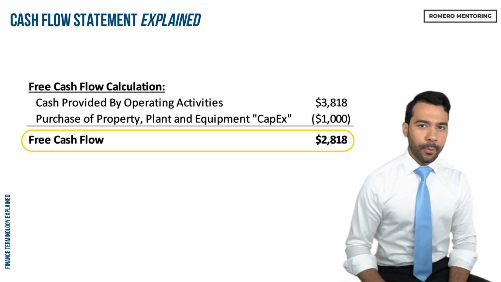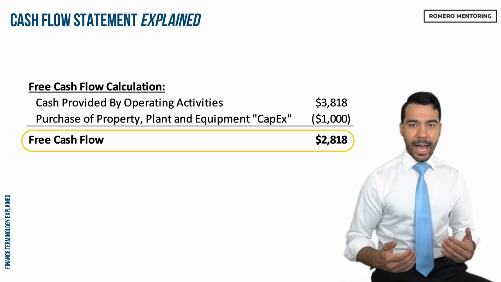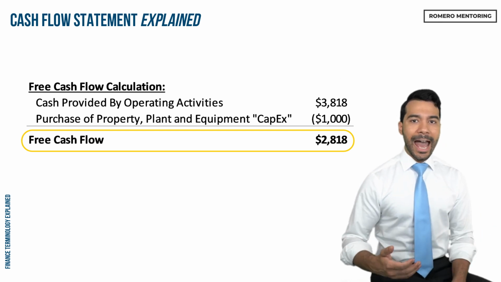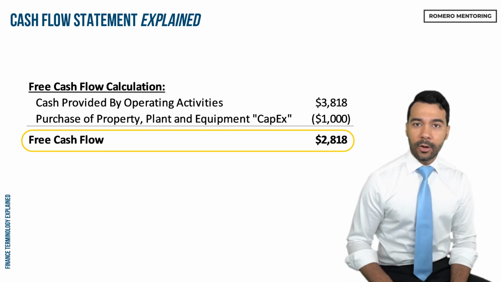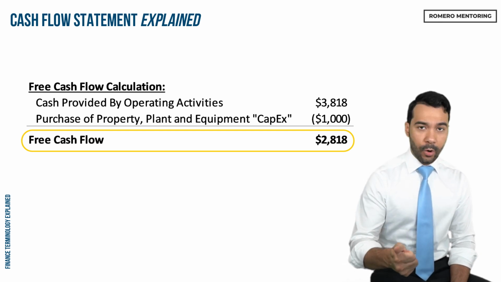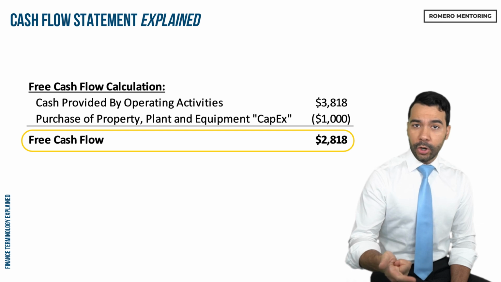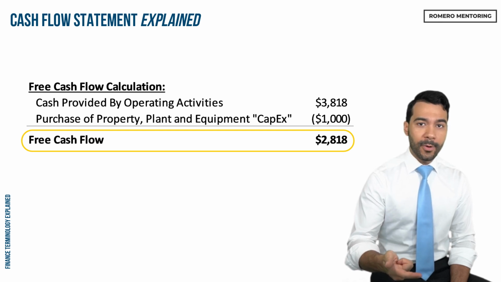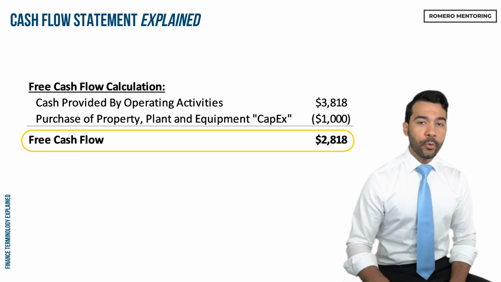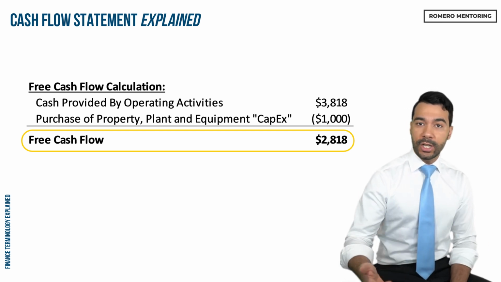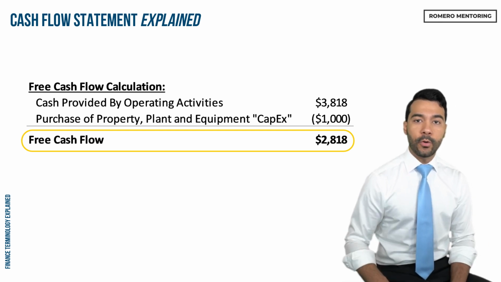This number is very important because it tells us as investors, as analysts, how much cash the company has available to either pay down their debt, their obligations, return capital to their shareholders in the form of a dividend or buying back shares, and also to reinvest in the business to continue the development and future growth of the company.